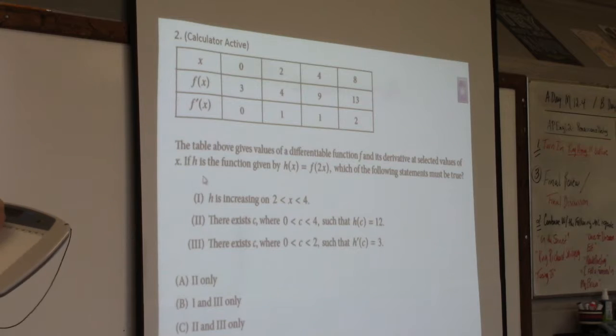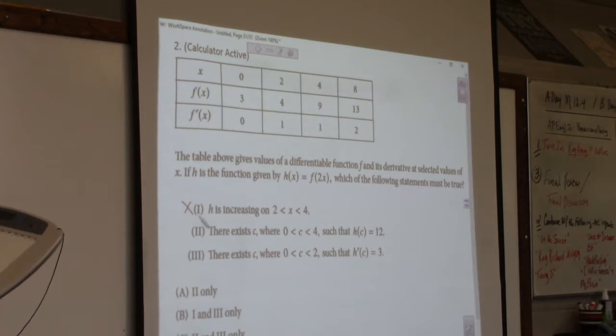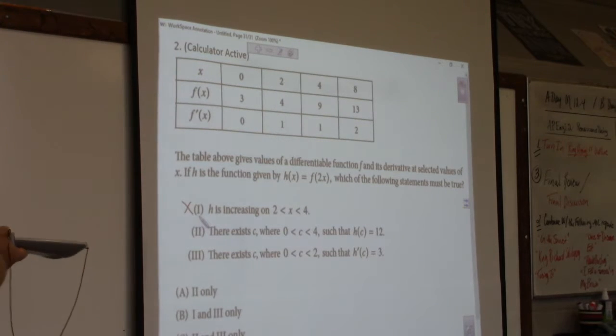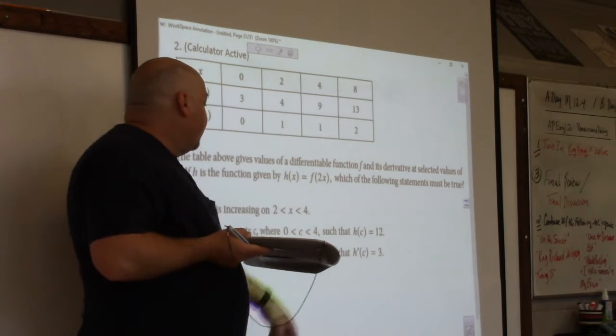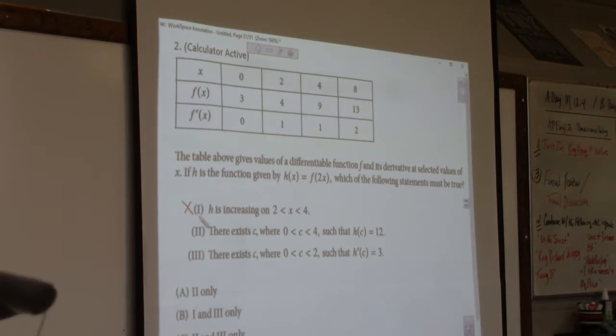Be careful about making assumptions of things in between pieces of information you have. Be careful about that. All right, there exists C over the interval from 0 to 4 such that h of C equals 12. Well, we're looking at f and f prime here. How do we find what h is? Well, h is f of 2x. So let's find h of 0, and let's find h of 4.